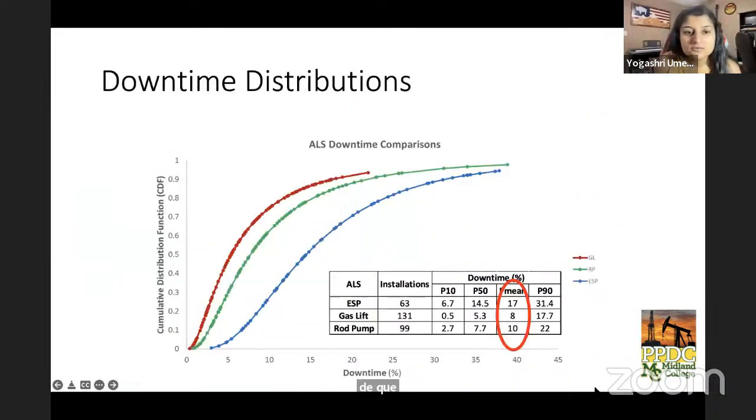So we did some downtime analysis, or I did some downtime analysis, and red represents the gas lift, green represents rod pump, and blue represents ESP. The biggest takeaway is that ESP had the largest range of uncertainty and the highest downtime percentage, whereas gas lift had the most narrow uncertainty and the lowest downtime percentage.